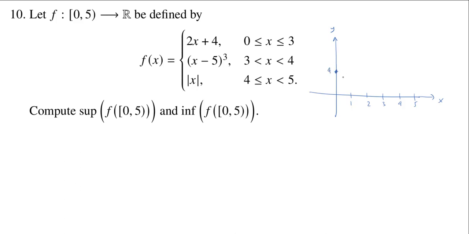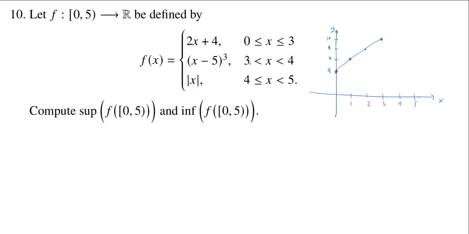So there's 4 at 0. Well, we can just plot a couple points. When x is equal to 1, we'd be up at 6. When x is 2, we'll be up at 8. And maybe we'll want to go just a little bit higher with our graph, because now we'll be up at 10 when we get to 3. And then we can connect these dots.